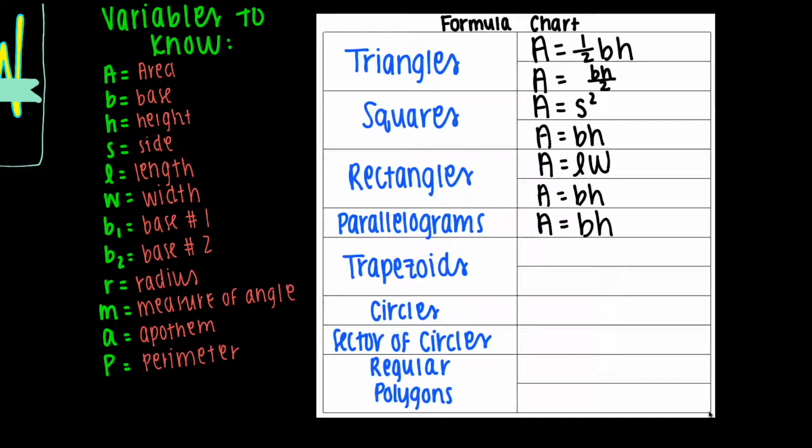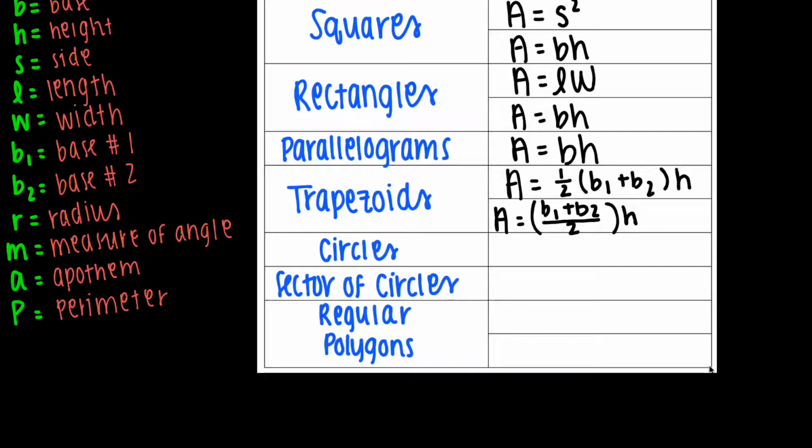We then got into trapezoids. So area is equal to 1/2 of base 1 plus base 2 times the height, or area is equal to base 1 plus base 2, and then you divide those by 2 and multiply it by the height. Remember, on these ones where I give you 2, it's your choice. You don't have to use both of them. They'll both get you the same answer.